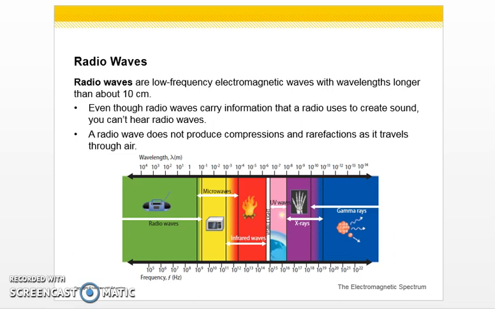These are low-frequency electromagnetic waves and wavelengths longer than about 10 centimeters. Even though radio waves carry information that a radio uses to create sound, you can't hear radio waves. A radio wave does not produce compressions and rarefactions as it travels through the air. Make sure you're coloring.